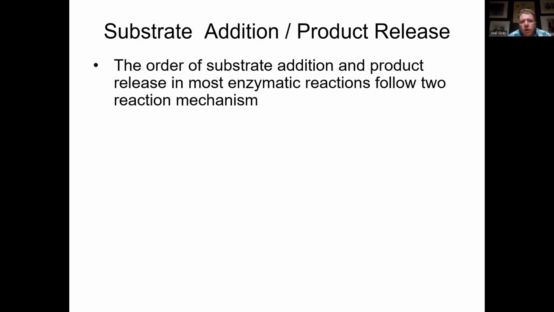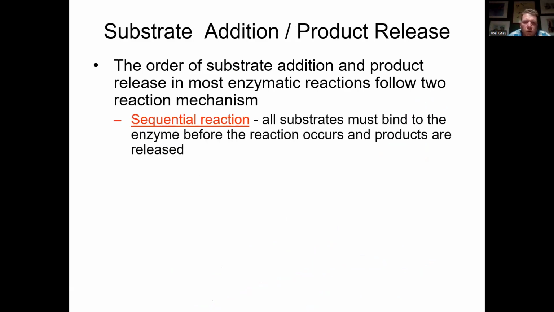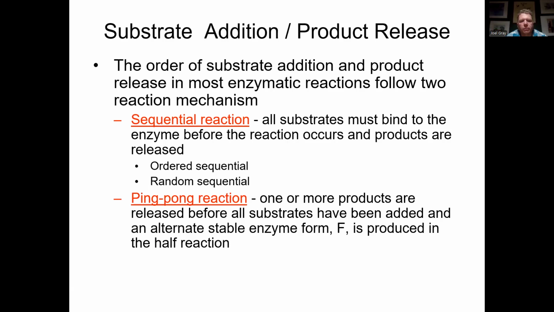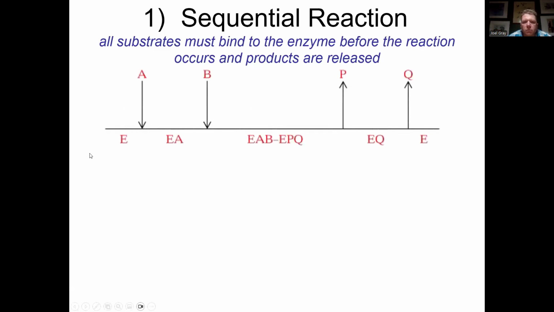The order of substrate addition and product release in most enzymatic reactions follows two reaction mechanisms. There's a sequential mechanism, where all substrates must bind to an enzyme before the reaction occurs and products are released. There is ordered sequential and random sequential. There is the ping pong reaction, where one or more products are released before all substrates have been added, and an alternate stable enzyme form, F, is produced in a half reaction.